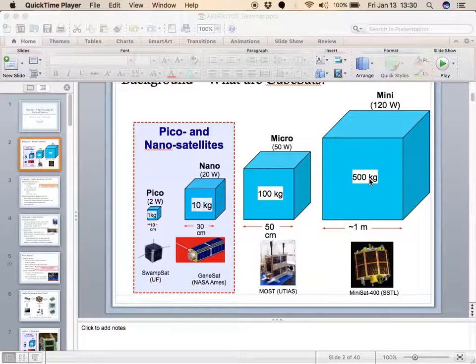And in brackets, you see 50 watts, 120 watts. What is that? The power. So the power that can be generated by these satellites. Now, you have to realize that once any satellite goes up in space, it has to generate its own power, right? It can only carry so much battery. So it has to keep recharging the battery. Now this is the power it can generate.